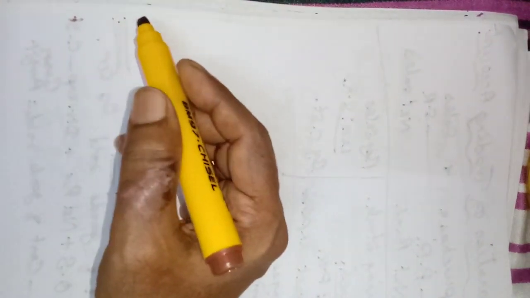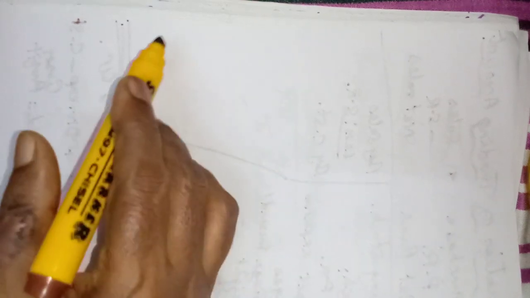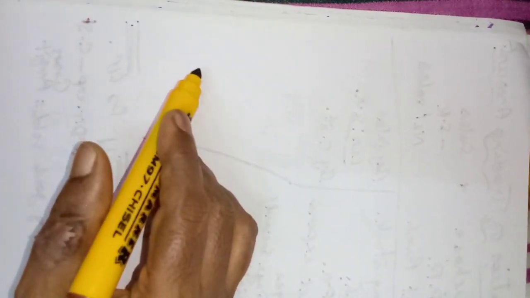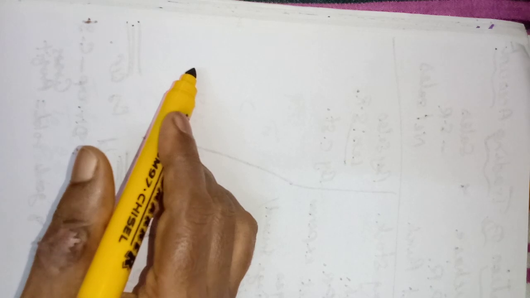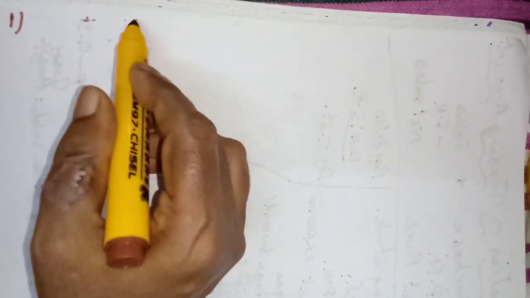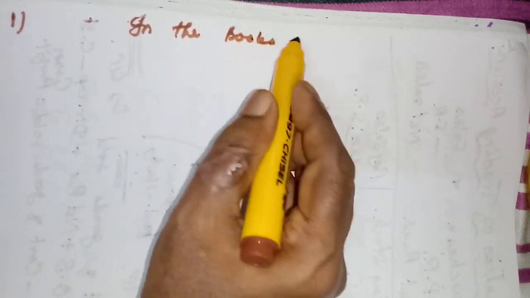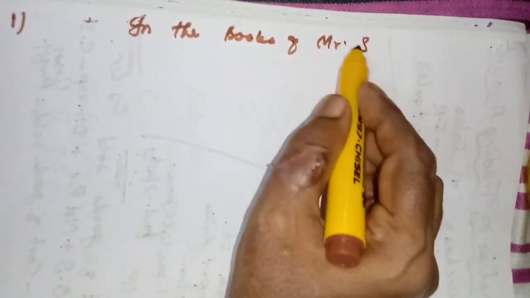Okay, let's take the first exercise. Prepare trading account in the books of Mr. Sanjay for the year ended 31st December 2017. Opening stock, sales, sales returns, purchases, purchase returns, closing stock. First we will write the number, number 1. Then write the heading: in the books of Mr. Sanjay. That is the first line.